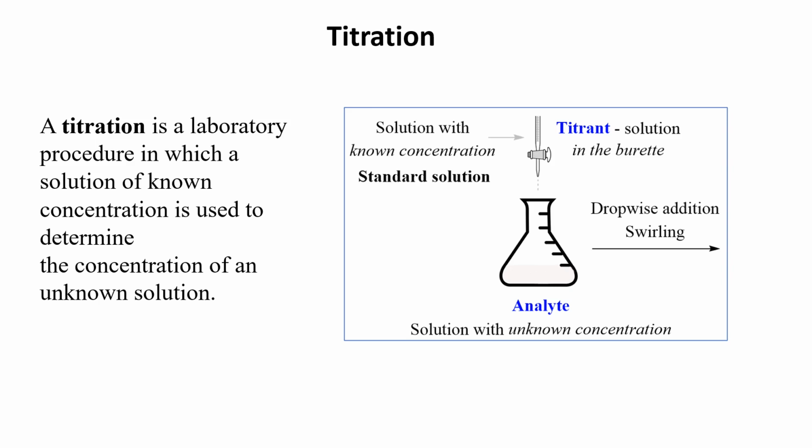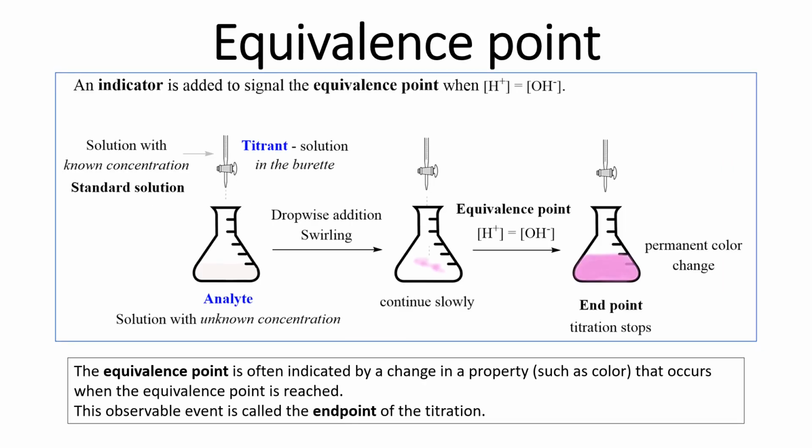Now let's see what happens when we start adding it dropwise. When we do, there comes an equivalence point. Equivalence point is the point at which the amounts of the analyte and the titrant become equal. Here I have written H positive and OH negative. This tells you that this is a titration happening between an acid and an alkali. I'll be talking about that more in the next video, but right now we just need to understand what a titration is and why we do it.